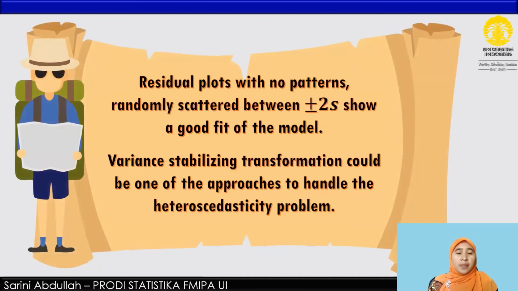To sum up, we can say that residual plots with no patterns, again, randomly scattered between plus minus 2 standard deviations, show a good fit of the model. And then we also have the variance stabilizing transformation, which could be one of the approaches to handle the heteroscedasticity problem.